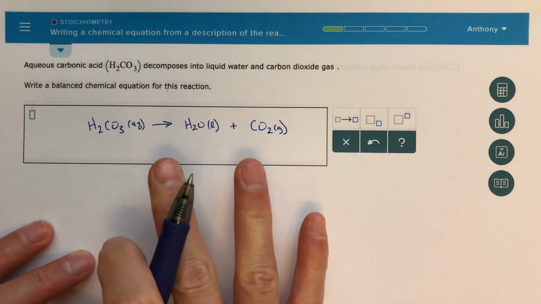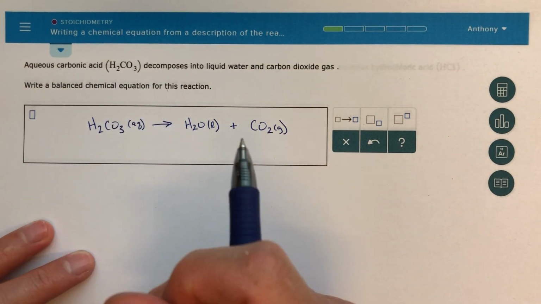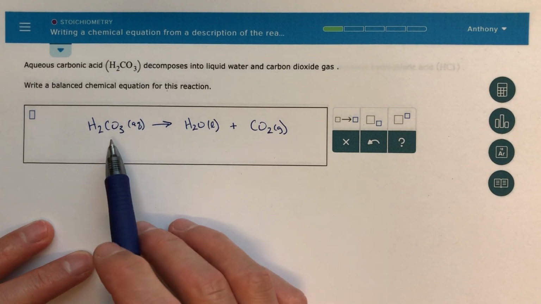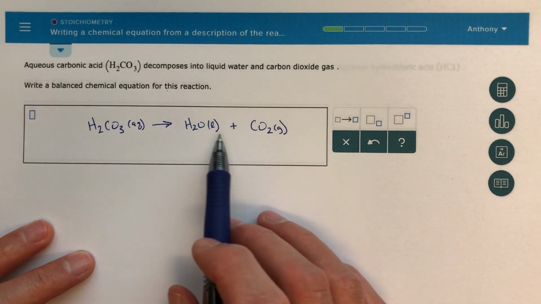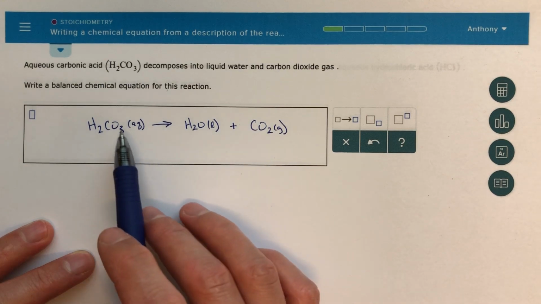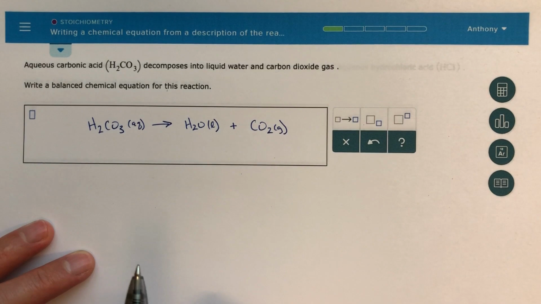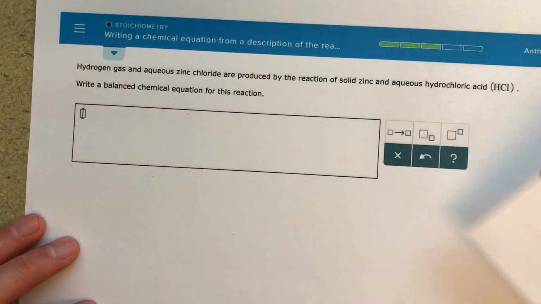Now at this point, once you've written out your chemical reaction just based off of the words, you're going to want to make sure that it's balanced. In this case, this one actually happens to be already balanced. On this side, I've got 2 hydrogens and 2 hydrogens, 1 carbon and 1 carbon, 3 total oxygens, 3 total oxygens. I've got my phase labels in there. So this one's done. That's all we need to do for this first one. Let's go ahead and do some more.